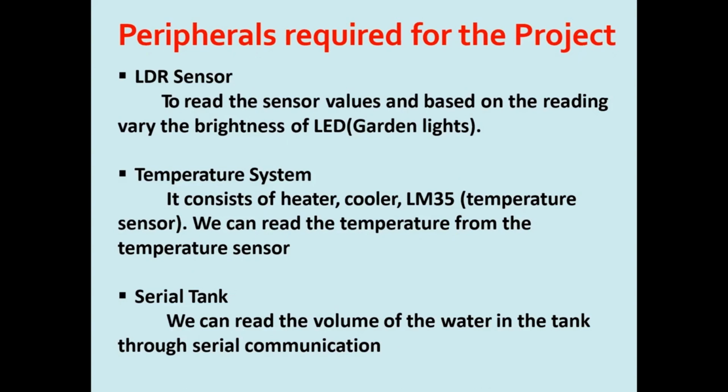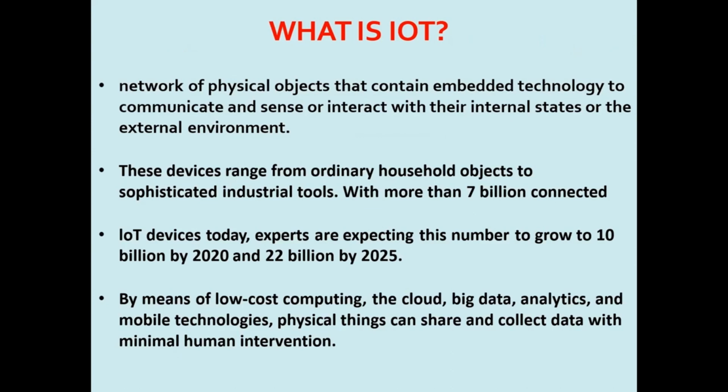Well, the peripherals required for the project are LDR sensor, temperature system, and the serial tank. In the LDR sensor, we have to read the sensor values, and based on that reading, the LDR brightness will change. In the temperature system, the LM35 temperature sensor has been used to read its temperature from the surroundings. In the serial tank, by using the serial communication process, we can read the volume of the water in the tank.